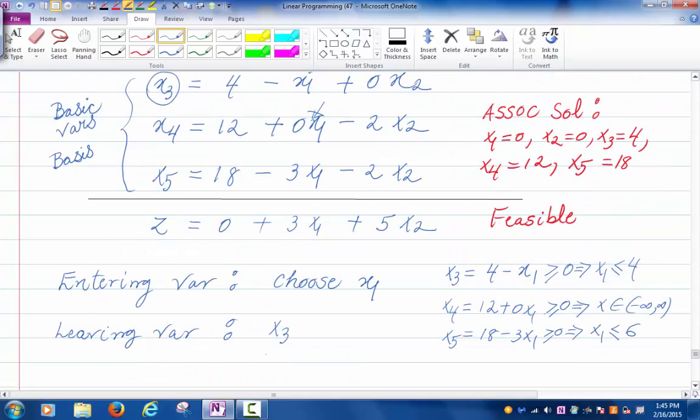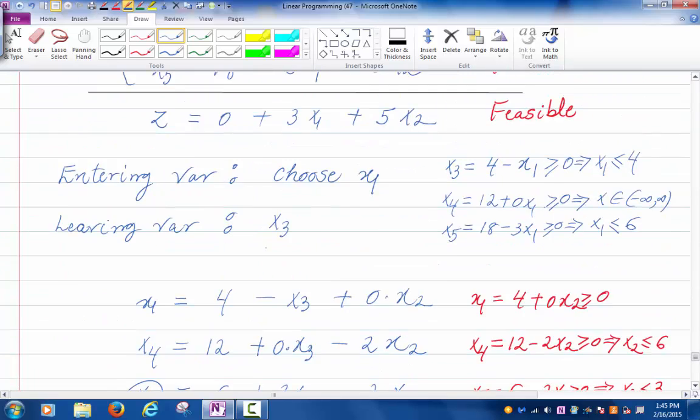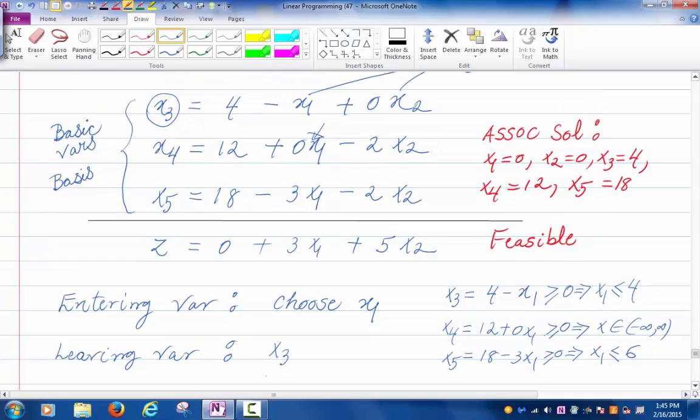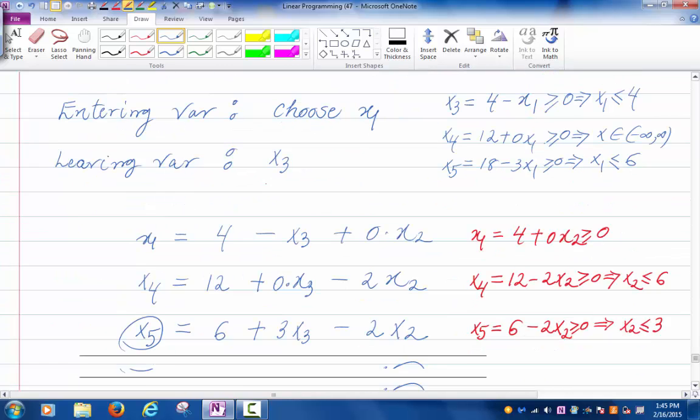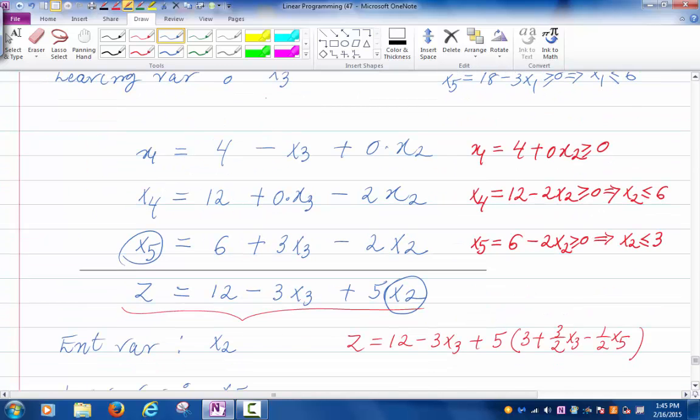we didn't look at the feasible solutions so far. So this was our first dictionary. We looked at this feasible solution: x1, x2 were 0, and the other ones were 4, 12, and 18. What is the feasible solution from the second dictionary?